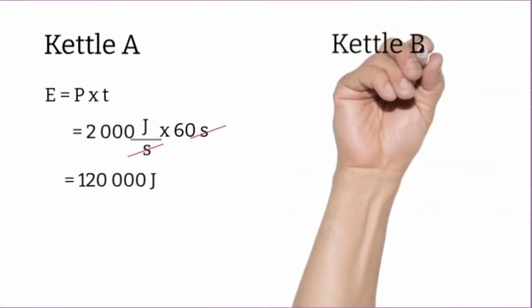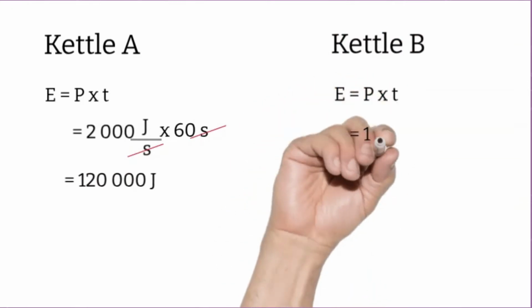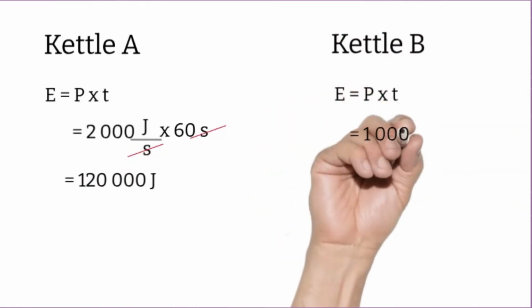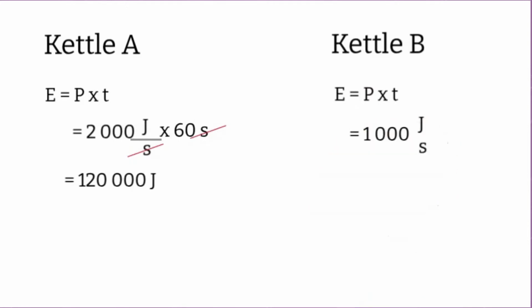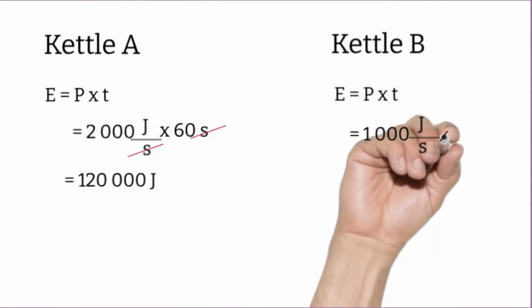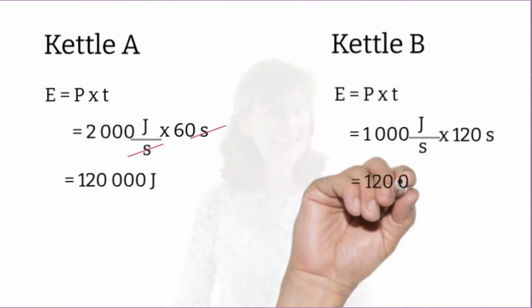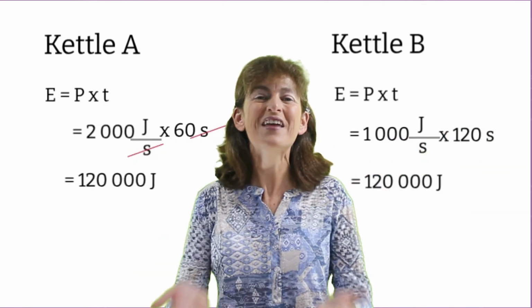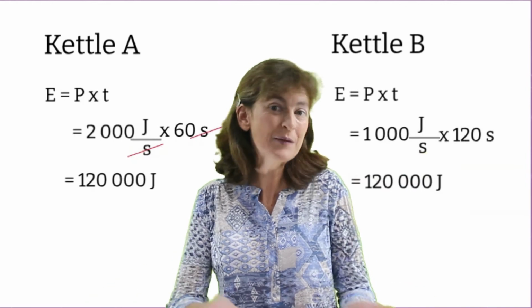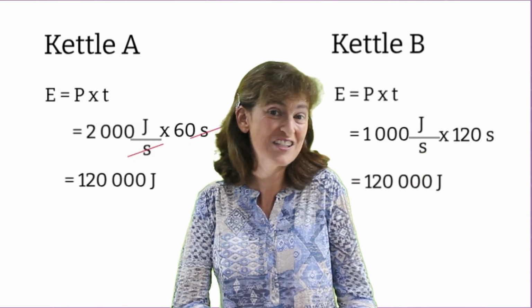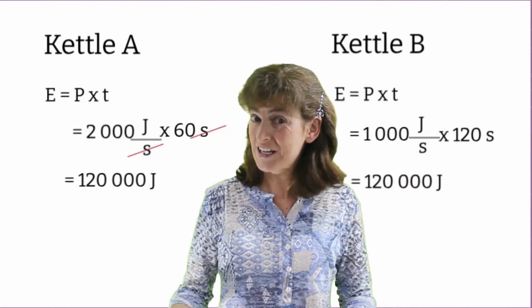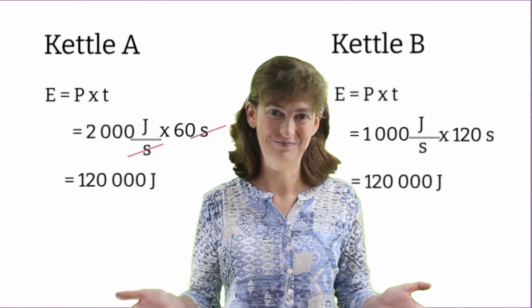Kettle B. Energy equals power times time equals 1,000 watts, which is 1,000 joules per second, multiplied by 2 minutes, which is 120 seconds. 120,000 joules. As we discussed before, they do the same job, so they must be converting the same amount of electrical energy to heat energy, which, as we see, they do.